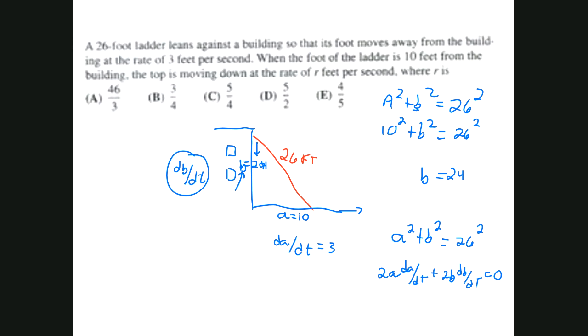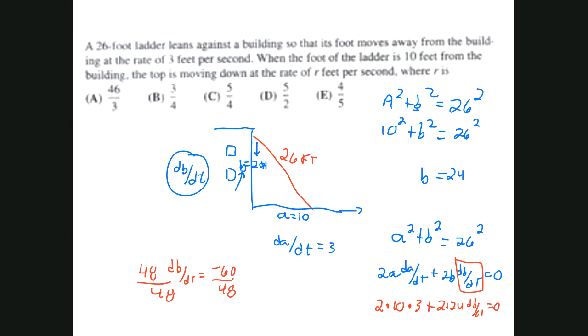And now all I have to do is plug in my values. I know what a is, I know what dA/dt is, I know what b is, I don't know what dB/dt is. So this is the only thing I don't know. I know everything else, so this is going to be 2 times 10 times 3 plus 2 times 24 dB/dt is equal to 0. And now I can solve. This is going to be 30, that's going to be 60. So if I bring the 60 over to this side, it's going to end up being 48 dB/dt is equal to negative 60. Divide through by 48.